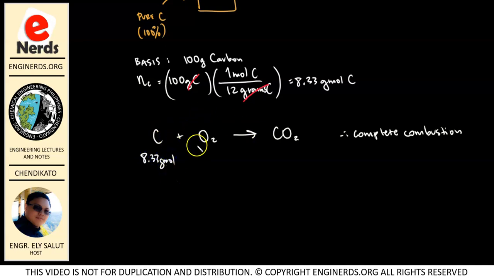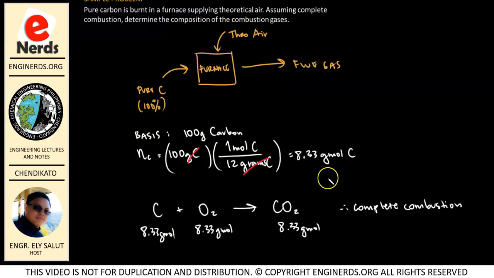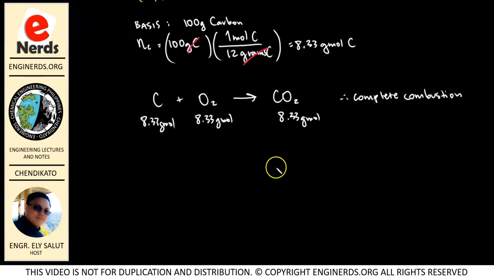So, 1:1, so that means for O2, we also have 8.33 gram mole. And for CO2, we have 8.33 gram mole. Okay? So, madali na, no? Itong flue gas natin, alam na natin, meron tayong CO2, which is equal to 8.33 gram mole here sa ating flue gas. Okay? Because na-produce na yan by combustion.